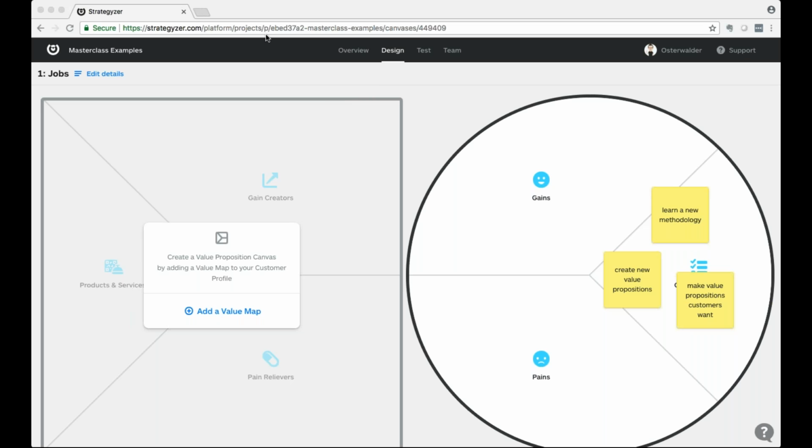So quick question to the audience, and maybe you can just type it into the chat window. What do you see? What's missing here? So other than the fact that we could have a lot more sticky notes, is there something you can observe? We say learn a new methodology, create new value propositions, make value propositions customers want. So if you have a couple of ideas of something that might be missing here, not the pains and gains, but really in jobs to be done, type it into the chat window.